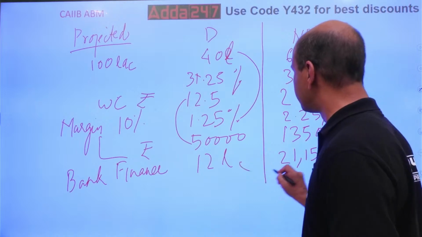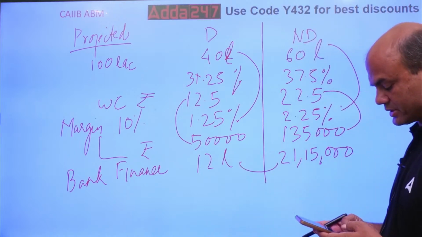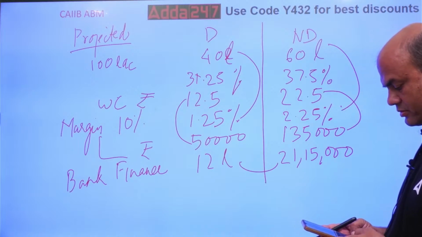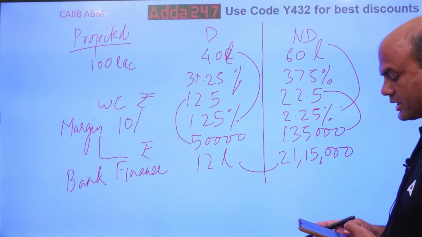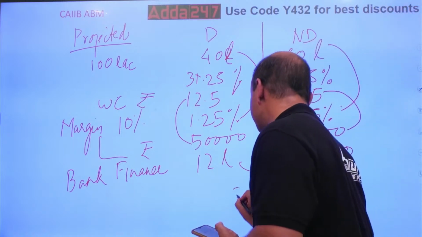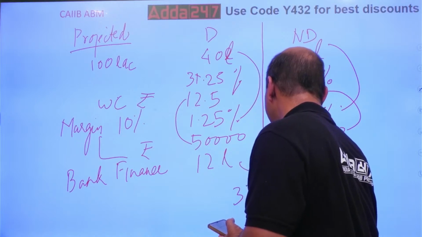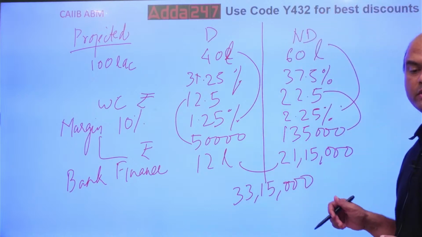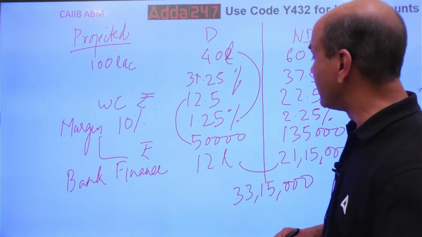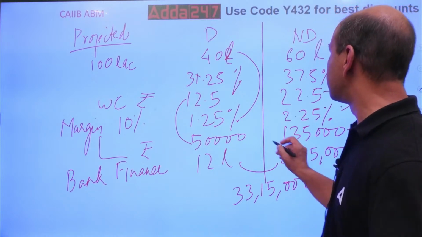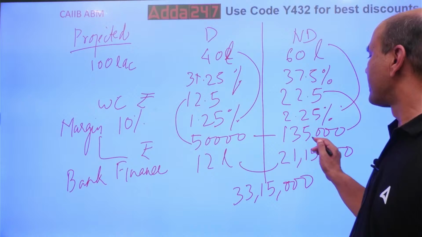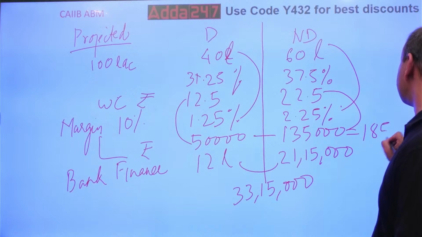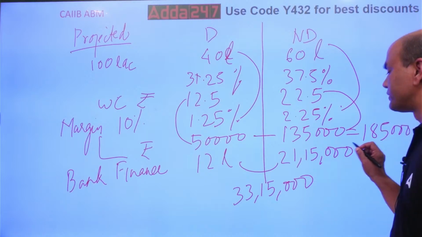Addition of these two. 12 lakhs plus 21 lakh 15,000, so 33 lakh 15,000. So my net bank finance over here will be 33 lakh 15,000. This will be my net banking finance or working capital finance by the bank. And what will be the margin of that customer? The margin of that customer will be the addition of these two: 135 plus 50. So it will be 1,85,000. This much will be the margin.